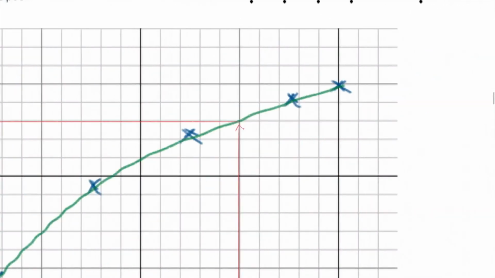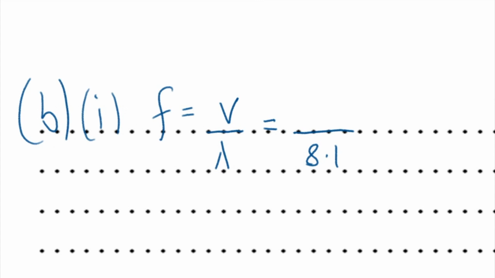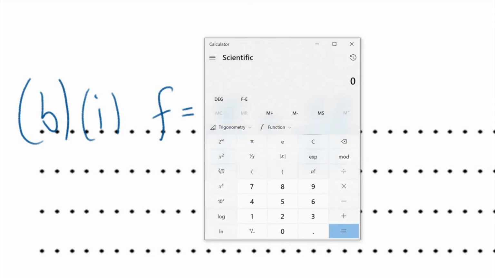All we do now is take that value of speed and we put it in the equation, if I can find it. It's hiding from me. Where have you gone? There it is. So I write 5.2 in here and then just use the calculator. Not sure what's happening there. 5.2 divided by 8.1. I think that was right.